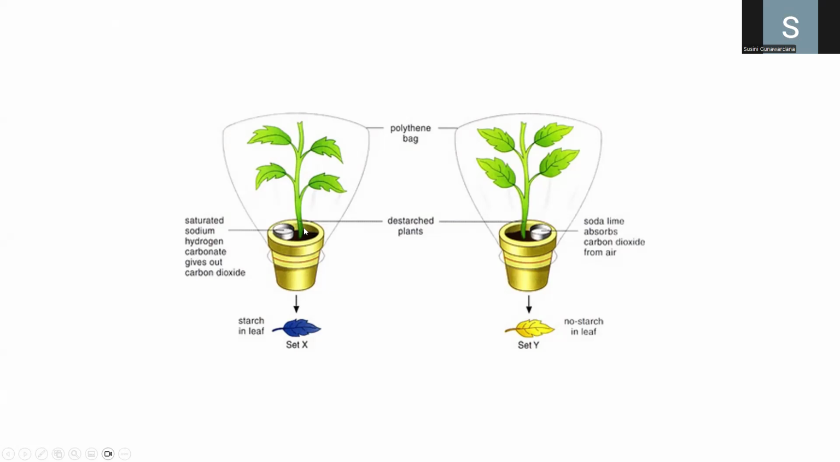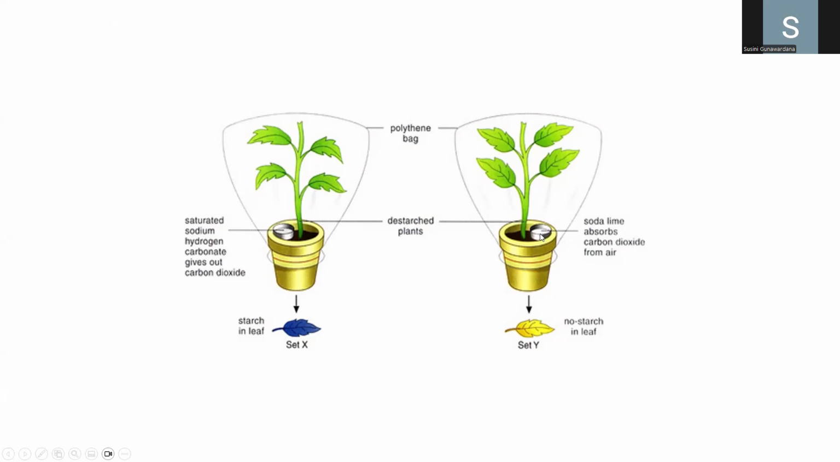In the first plant, obviously it can do photosynthesis. The reason is it has carbon dioxide. Already there is water, chlorophyll is there inside the leaf, and sunlight is also there. But in the second diagram, water will be there, chlorophyll will be there, and sunlight will be there, but it doesn't have carbon dioxide. Why?